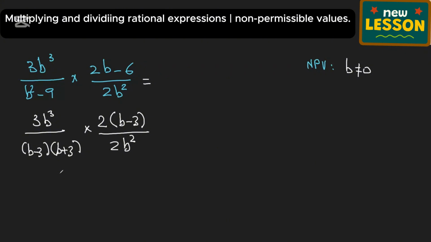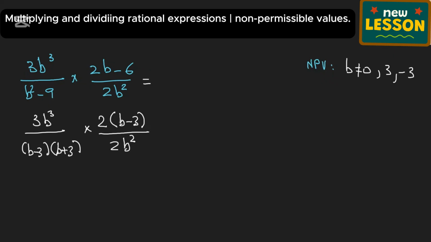How about here? Whenever you factor, you have to figure out what makes every bracket 0. So if you make b 3, 3 minus 3 is 0, times whatever that is, it's going to give me 0. So b cannot equal 3 either. And also, if you look at this bracket here, if you put a negative 3 for the b there, this whole thing will be 0, and then 0 times whatever that is is going to give me 0. So therefore, b cannot equal negative 3 either.